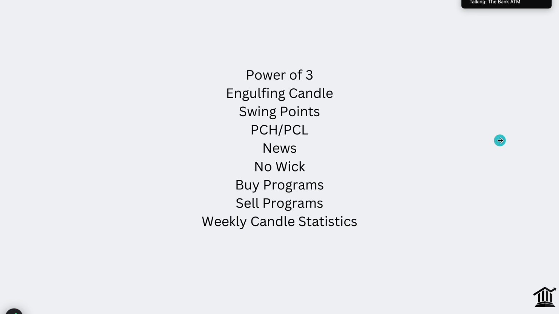Okay, just to give you an example of some things that I'll use to determine bias: power of 3, engulfing candles, swing points, previous candle's high, previous candle's low, news, no wick, buy programs, sell programs, weekly candle statistics. All of these I have covered on YouTube in separate videos. And if you have my programs, then it's all mentioned there, or it is going to be updated.